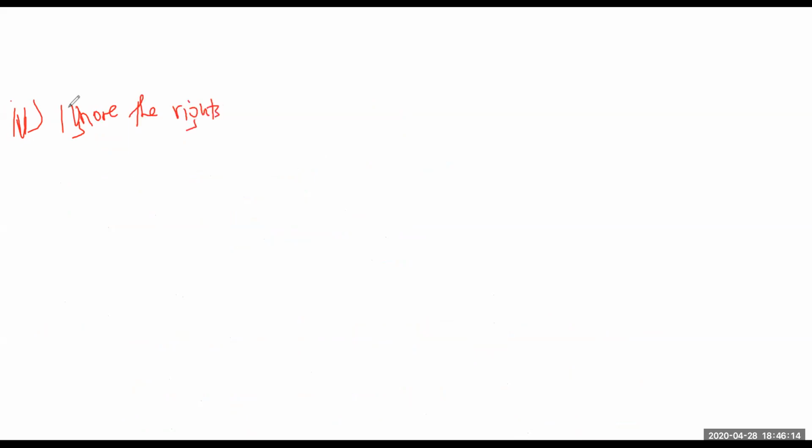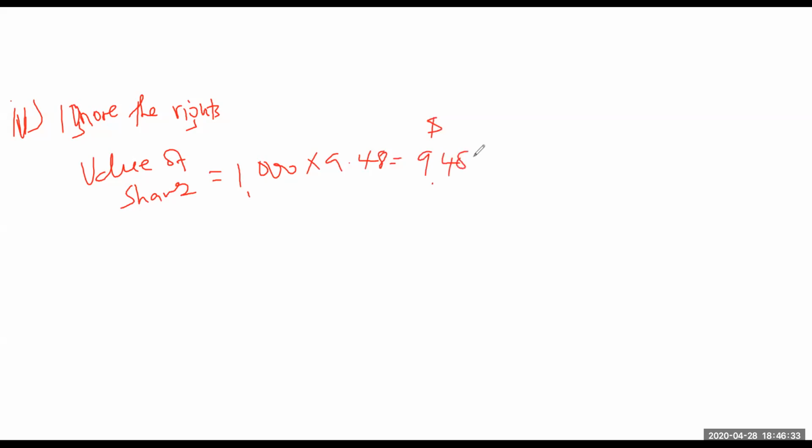What's going to happen? If they decide to ignore the rights, don't forget the value of the share remains the same because they have ignored. So the number of shares doesn't increase. Though the shares remain at 1,000, the value decreased to 9.48. The total wealth, therefore, will be equal to 9,480. There is no cash payment because she didn't pay anything, because she decided to ignore. At the same time, there's no cash receipt.